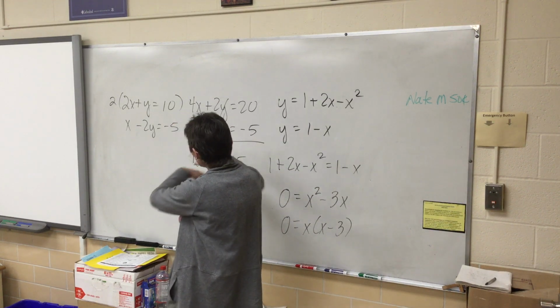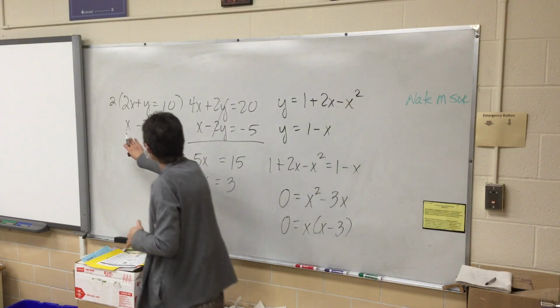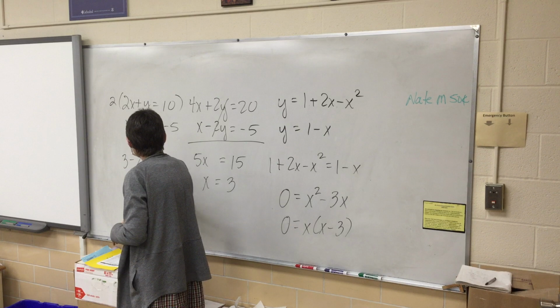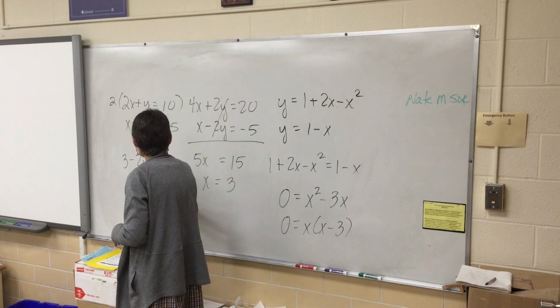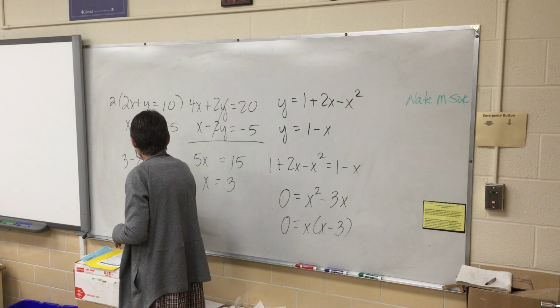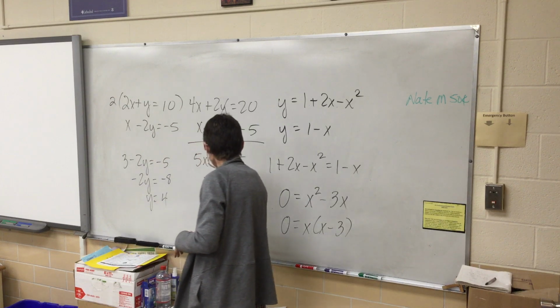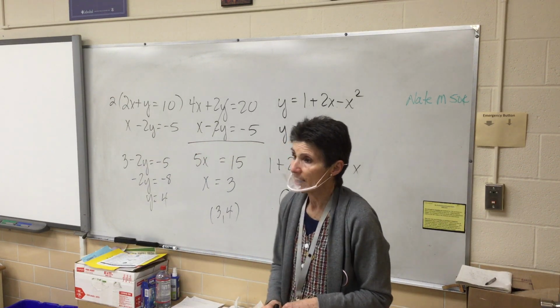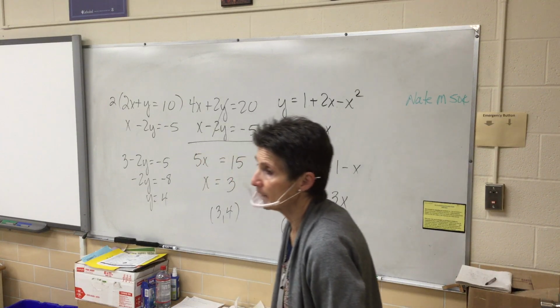Then you got to go back and do exactly what you did before. Doesn't matter where you put it in, but somewhere in here, you have to put in a 3 for x. And I got 4 for y. Did I do that right? Yep. So your answer is 3, 4. They cross at 3, 4.